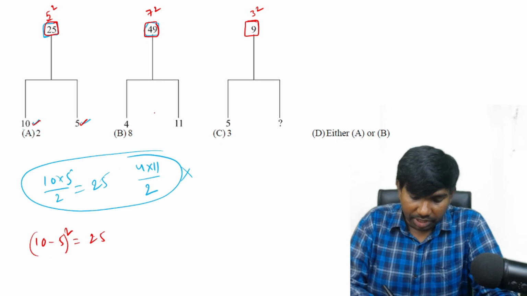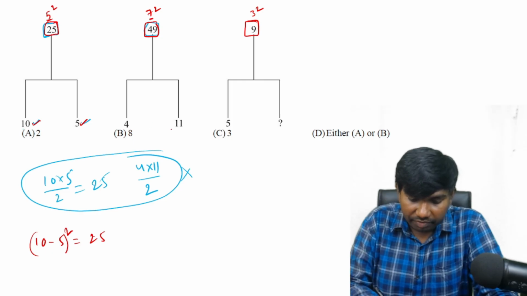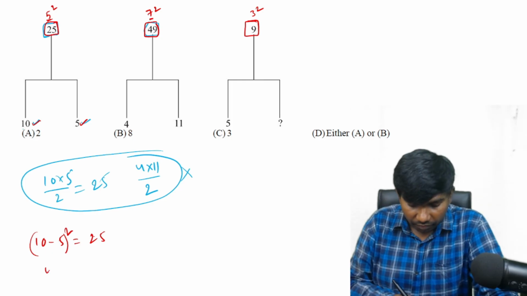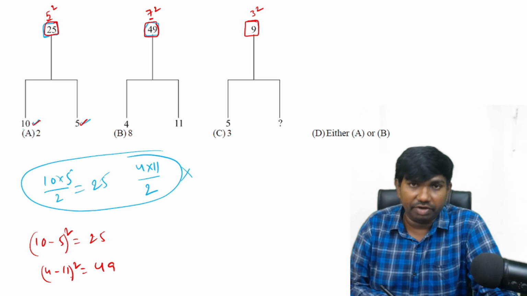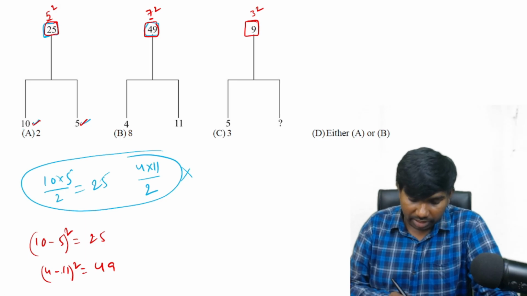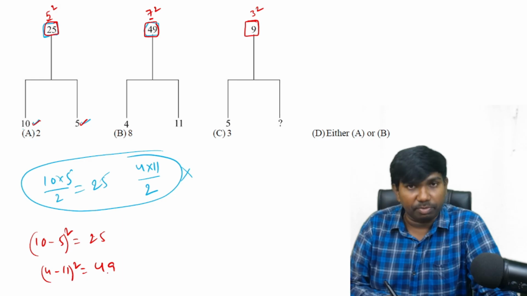Yeah. Next, 4 and 11. What is this 7 for 4 and 11? Yes, it is again the same. 4 minus 11 whole square is 49 because 4 and 11 difference is 7. Inside the bracket, it may be plus 7 or minus 7. When we do square, it will be positive only.